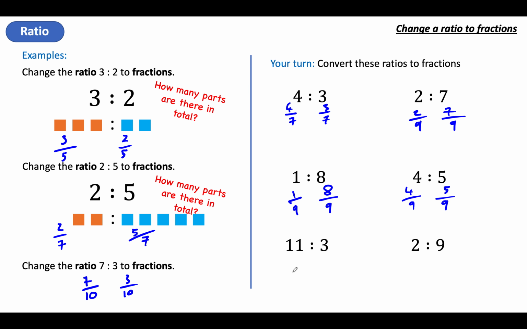Here there's 11 and 3, that makes 14 parts. So the first one is 11/14, and the second part is 3/14. And lastly, 9 and 2 is 11. So there are 11 parts. So it's 2 out of the 11 are on the left, and 9 out of the 11 are on the right. Okay? Easy peasy, right?